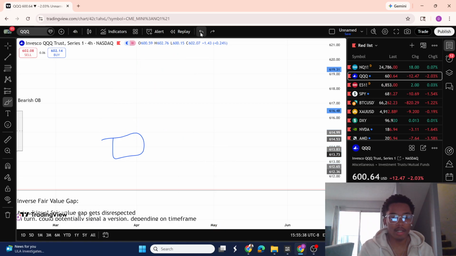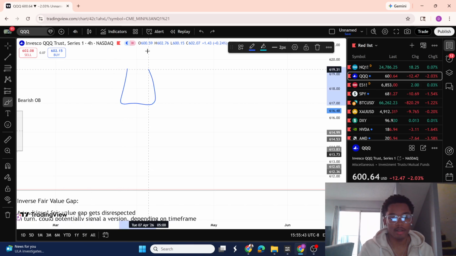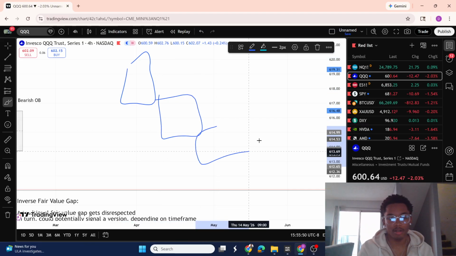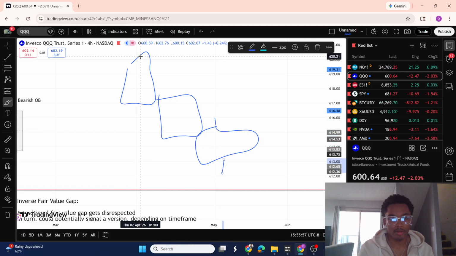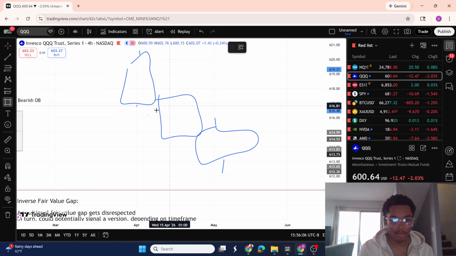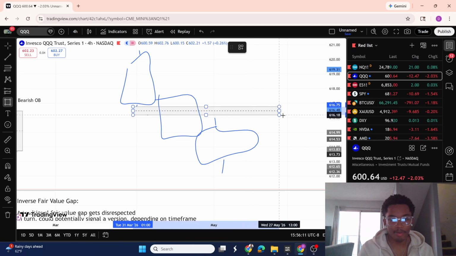So let's get this out of here. Now let's say boom, boom, boom. So where would our fair value gap be? Top wick of the first, full body the second, boom.